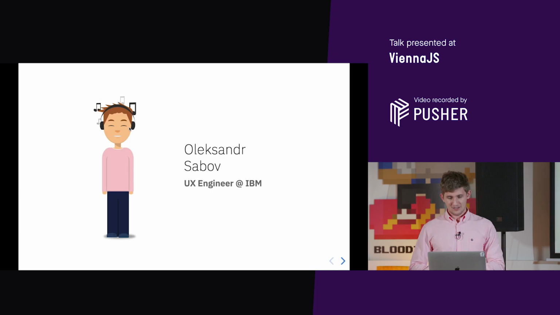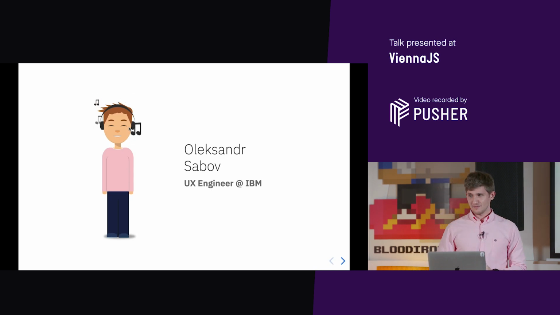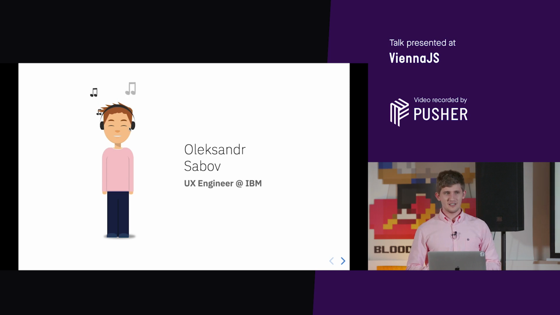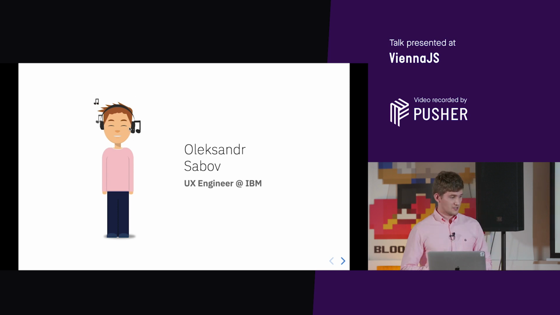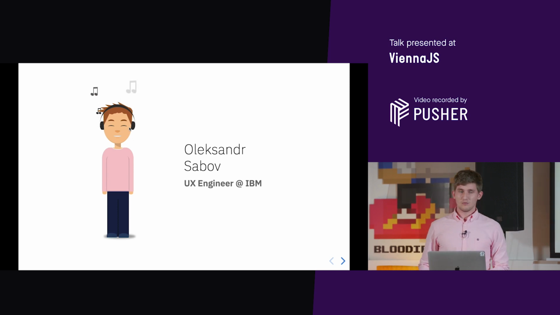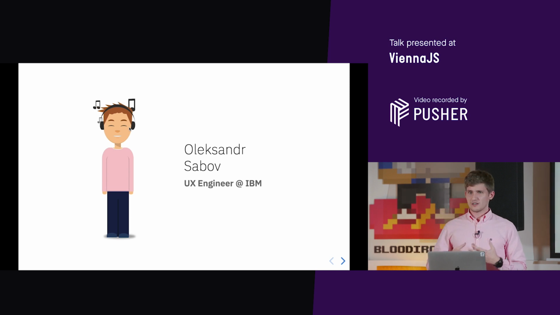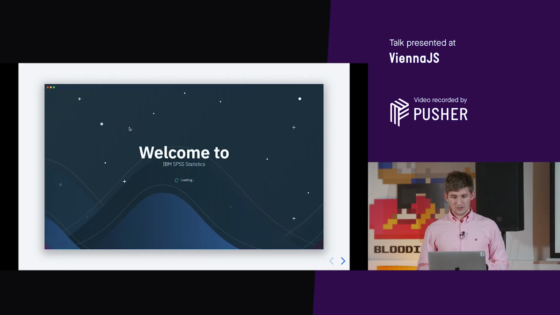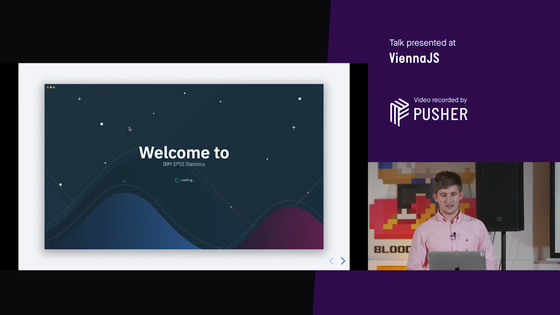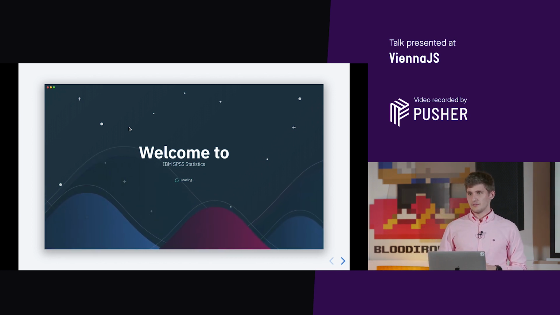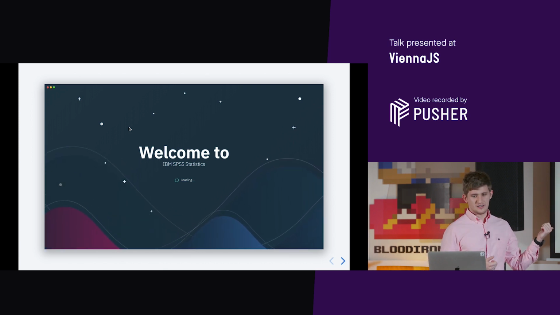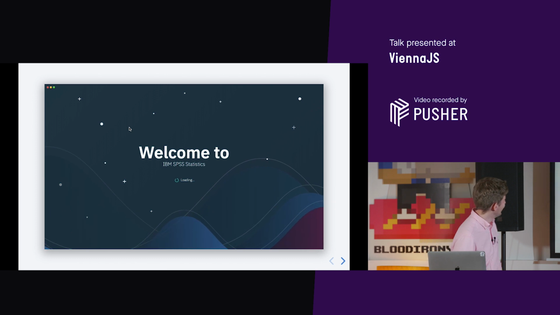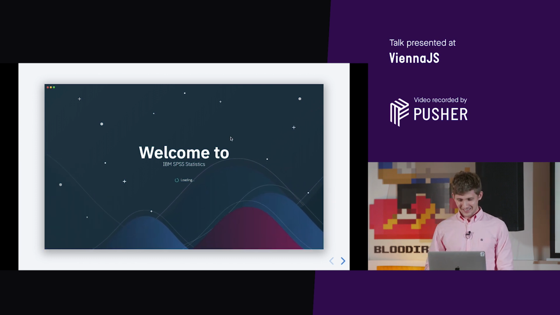All right, so my name is Oleksandr Sabov. I'm a UX engineer at IBM. A UX engineer is actually a front-end developer who works together with designers really closely. So I'm still writing JavaScript, but mostly I'm working on animations, complex interactions, and performance and stuff like that. I'm working on SPSS Statistics. This is an IBM product. It's a desktop application for statisticians widely used at universities. And here's our splash screen. You barely see that, but it's all right.